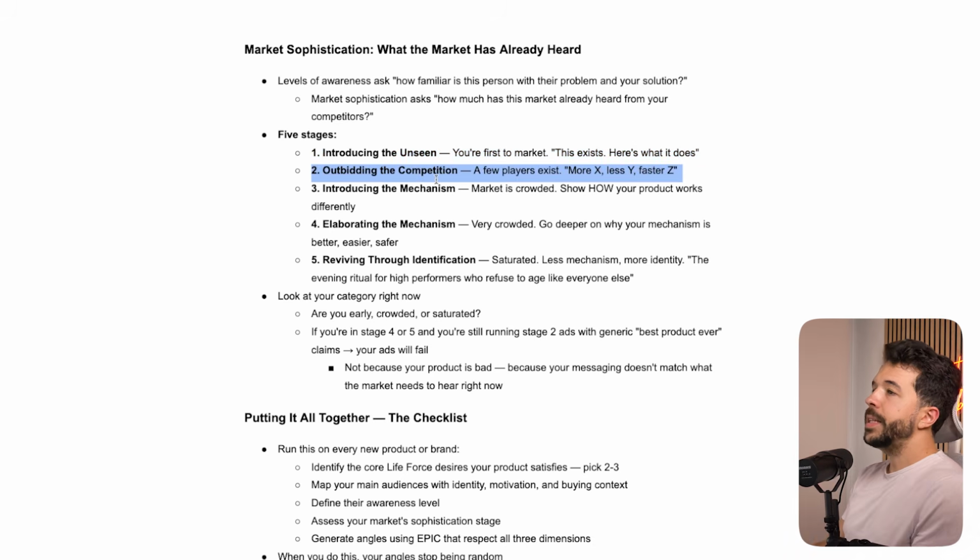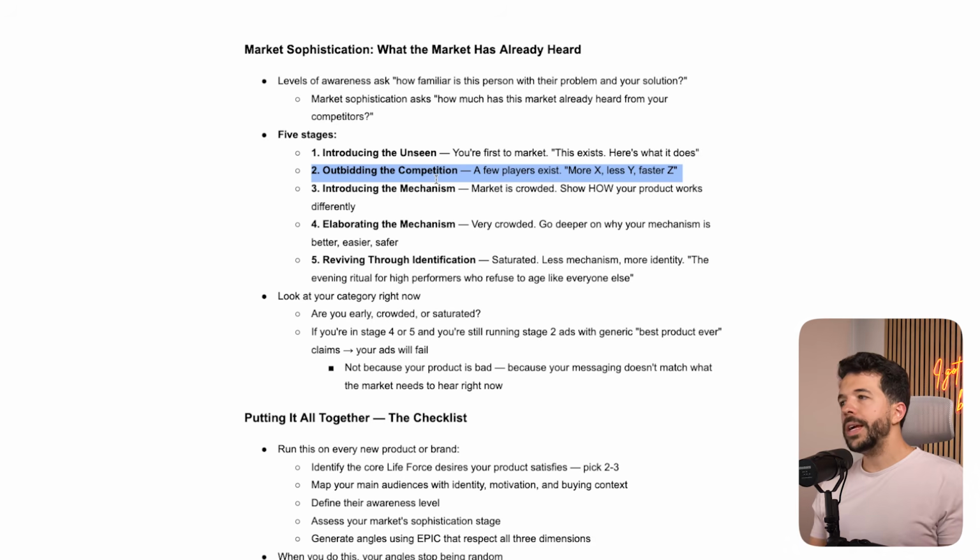Stage 2 is outbidding the competition. There are a few players, you can outbid them: more X, less Y, faster Z. So you want to have a better solution than theirs. You know that you're competing, so it might be a price difference, it might be a better solution, it might be a cheaper solution, it might be a faster solution.